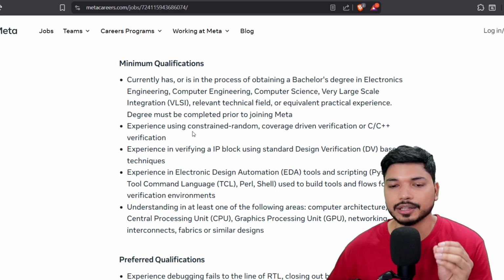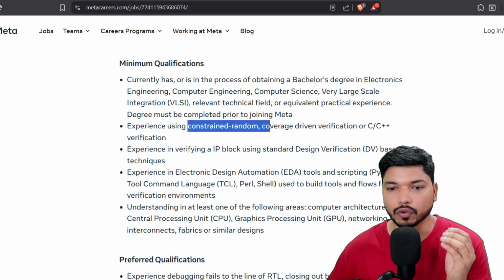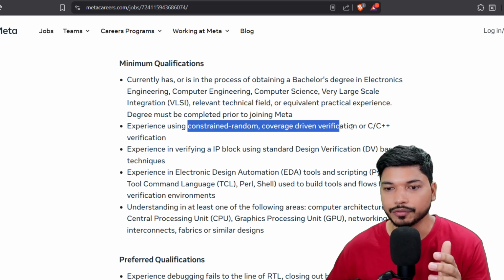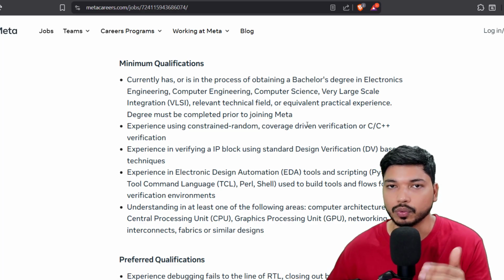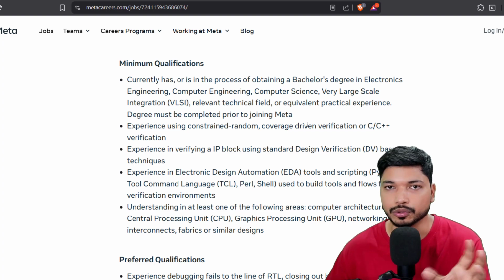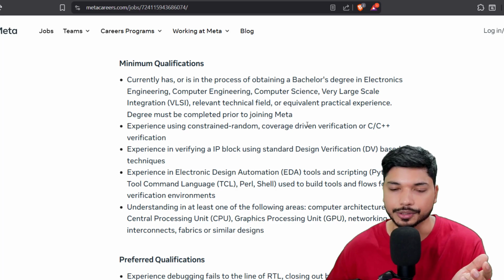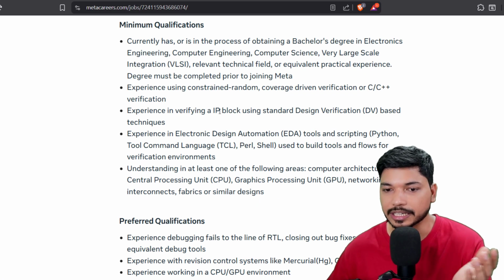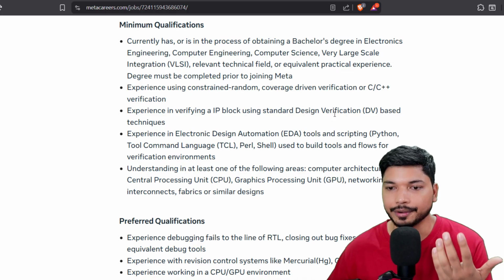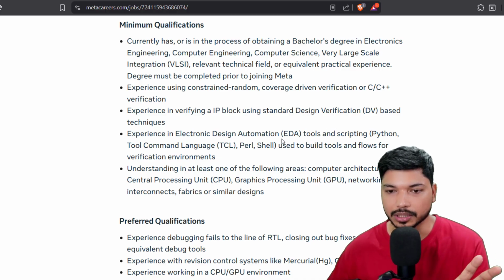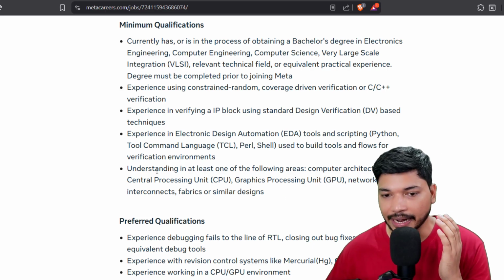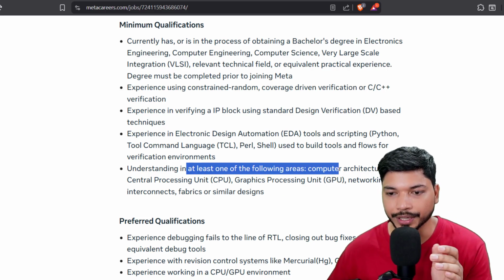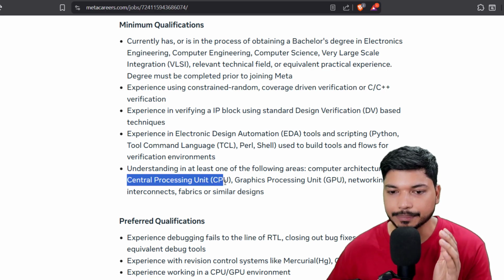or a related field. And here the basic skills are that you should have knowledge of constrained random, coverage driven verification or C++ verification. So some companies use C and C++ for verification, and most of them use UVM or SystemVerilog for verification purposes. And you should also have experience with IP blocks using the standard design verification process. Plus you should have knowledge of tools like EDA tools and scripting languages, Python or Perl or Shell, any of them. And understanding of at least one of the following areas: computer architecture, CPU or the graphics processing unit.